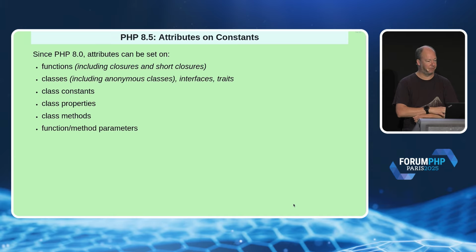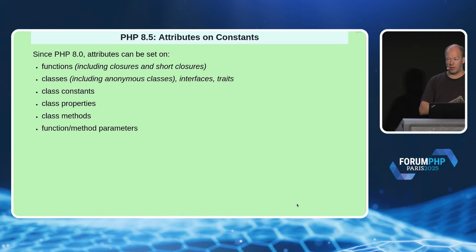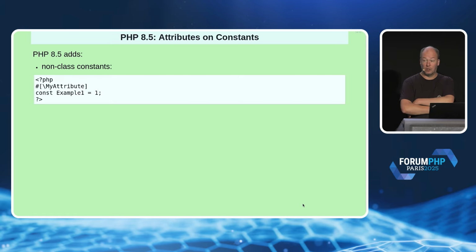Now, in PHP 8.0, we introduced attributes. Attributes are these hash and then the square bracket syntax, things that you can attach to functions, classes, class constants, class properties, class methods, and function method parameters. Lots of things. Can you see anything missing here? Well, we were not allowing it for constants. Class constants were fine, but normal constants were not. Why not? We probably forgot about it, which happens a lot.